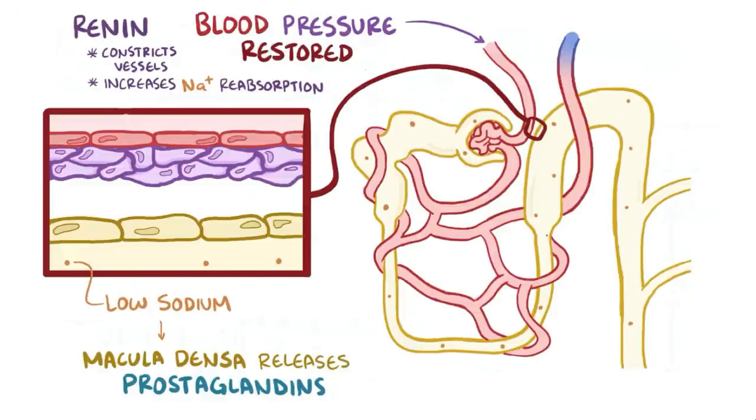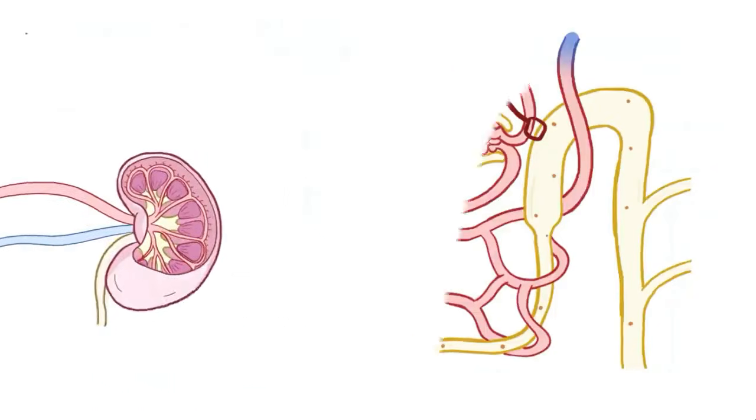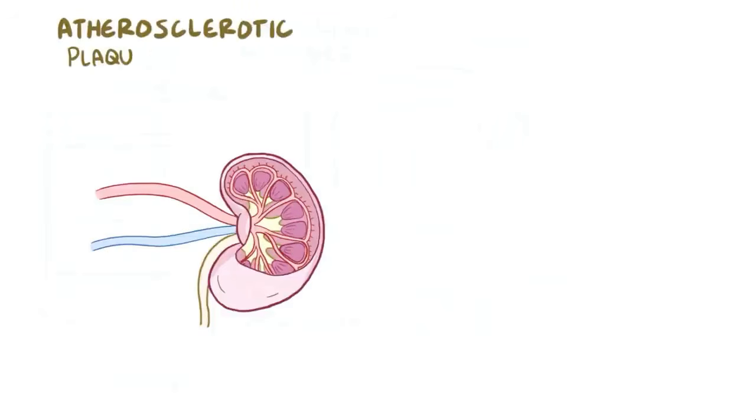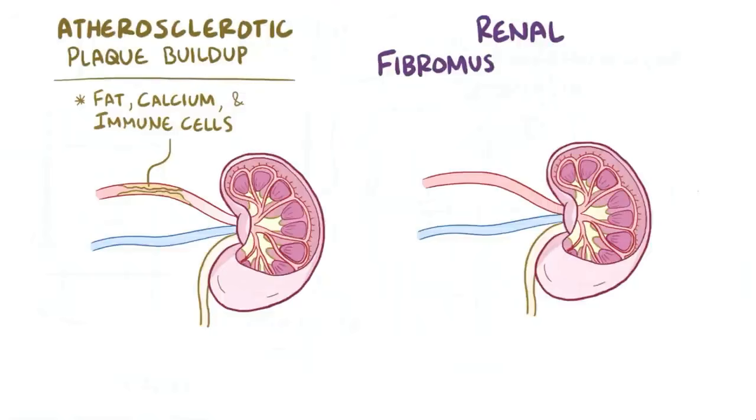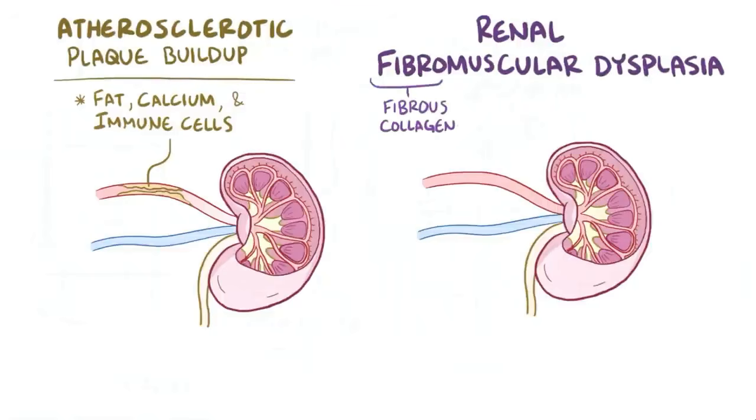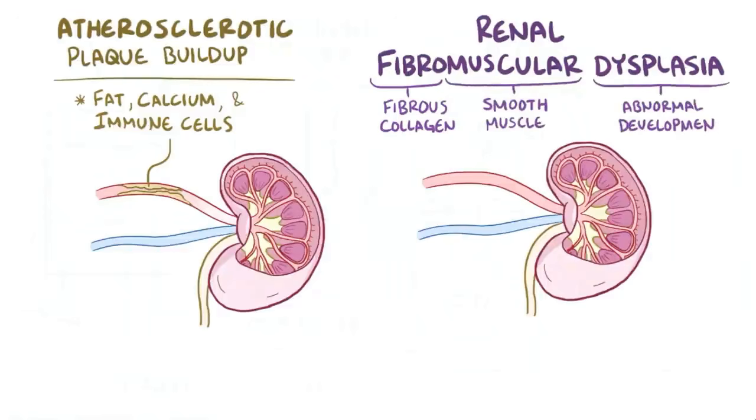One cause of renal artery stenosis is atherosclerotic plaque buildup, which is where a mix of fat, calcium, and immune cells form a crusty rim on the inside of the artery. Another cause, though, is renal fibromuscular dysplasia, where fibro refers to fibrous collagen connective tissue, muscular refers to smooth muscle in the artery wall, and dysplasia means abnormal development.